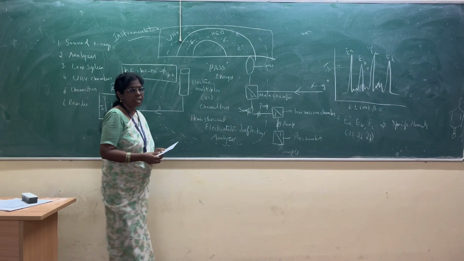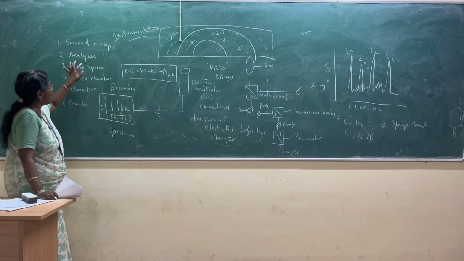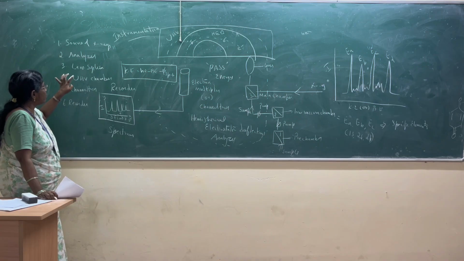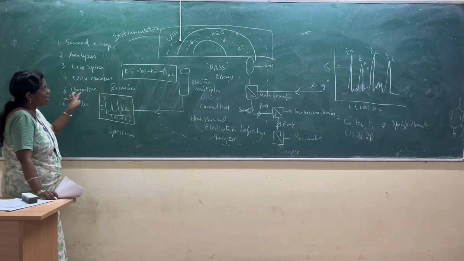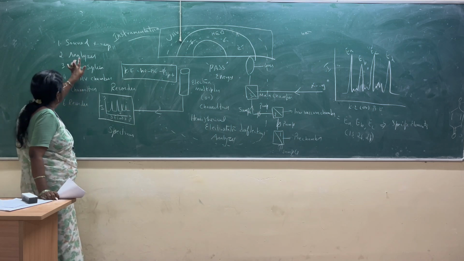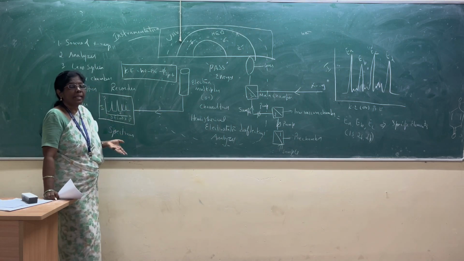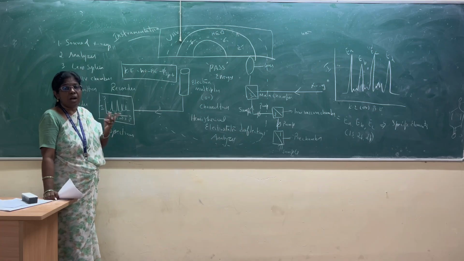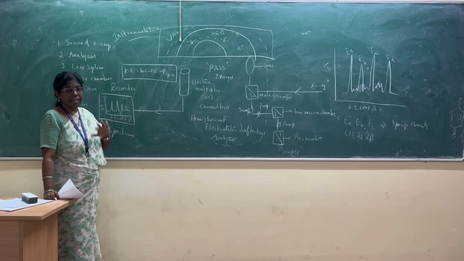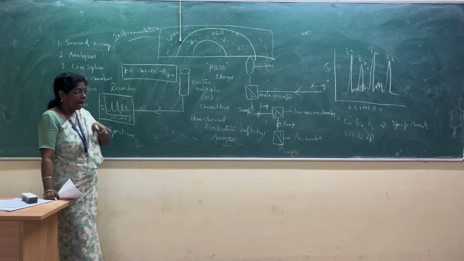So that is the instrumentation: source of X-rays, analyzer, lens system, UHV chamber, channeltron or electron multiplier, and recorder. The first one is the source of X-rays. We are using a monochromatic X-ray source, either magnesium or aluminium. Both are high energy sources.